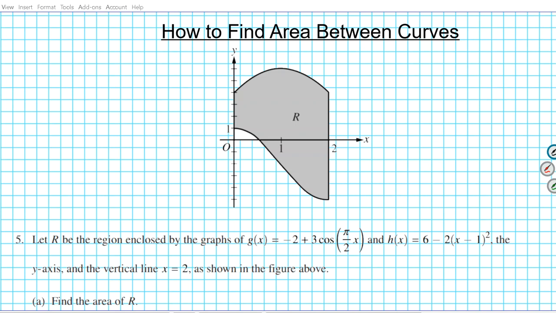All right, question 5 reads, let R be the region enclosed by the graphs of g of x equals -2 plus 3 cosine of pi over 2 x and h of x equals 6 minus 2 times the quantity x minus 1 squared, the y-axis and the vertical line x equals 2 as shown in the figure above. Okay, so we have two functions, the y-axis and x equals 2. The first question is find the area of region R.